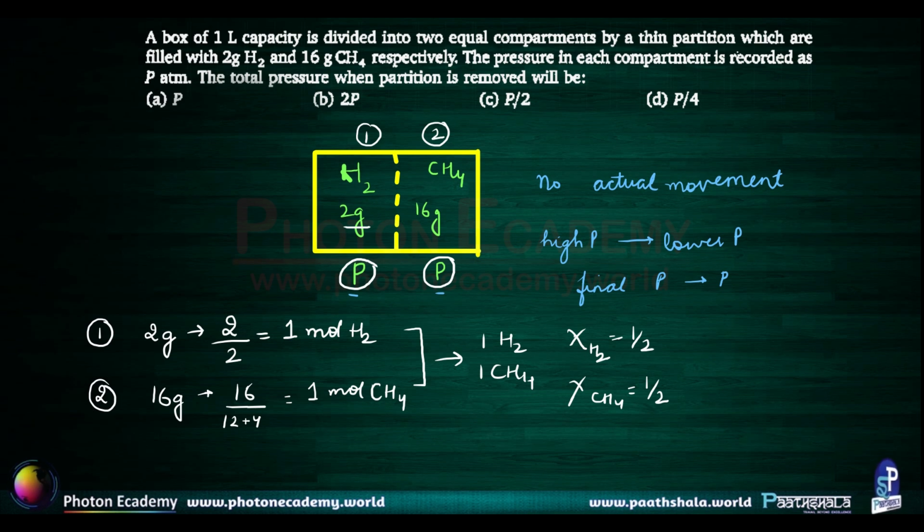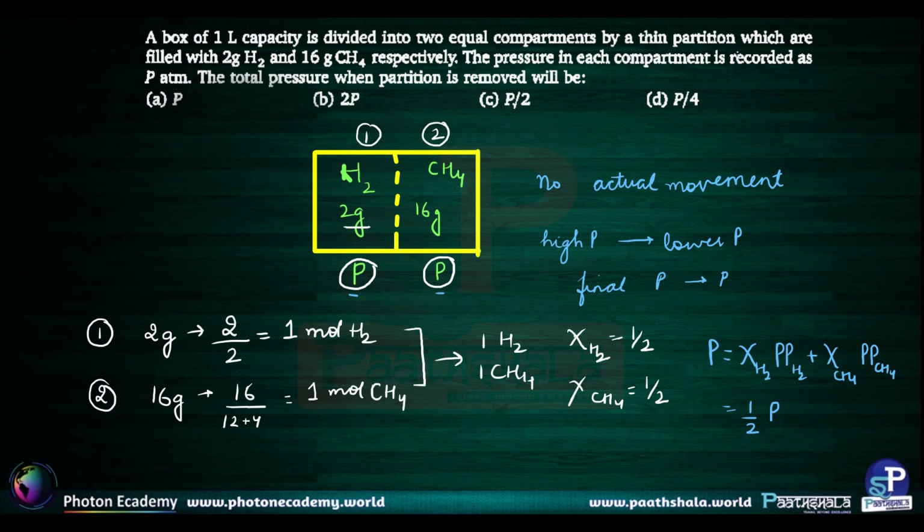So therefore, we can say that the total pressure is what? The mole fraction of hydrogen times the partial pressure of hydrogen plus the mole fraction of methane times the partial pressure of methane. So the mole fraction is 1 by 2 multiplied by P plus 1 by 2 multiplied by P, which gives the answer to be P. So therefore, the total pressure of the mixture is P. That is option A.